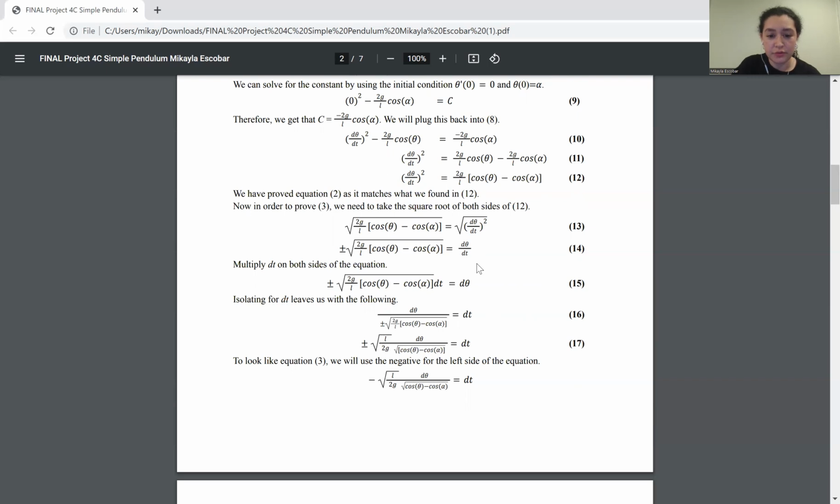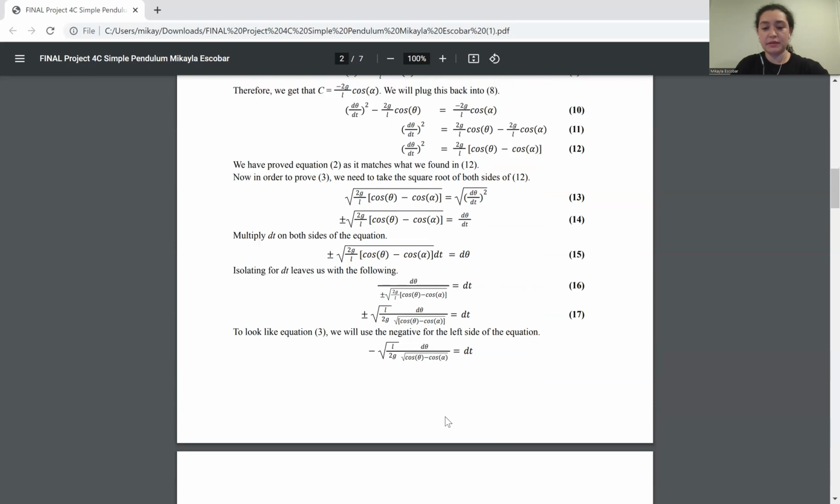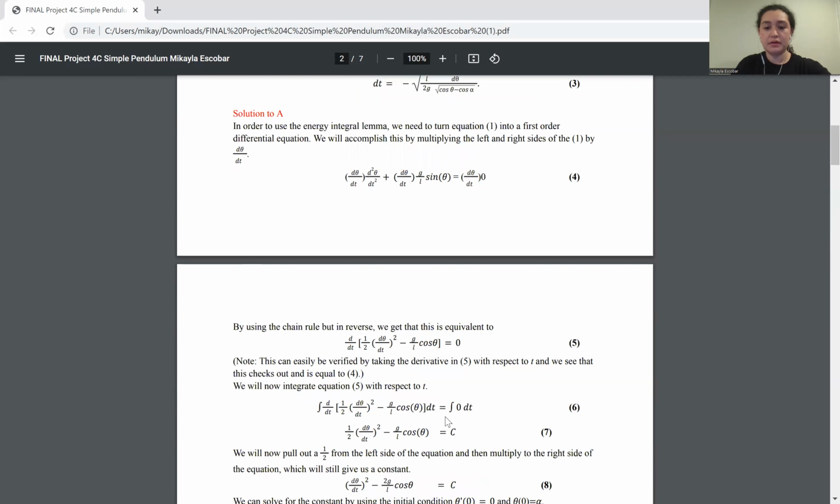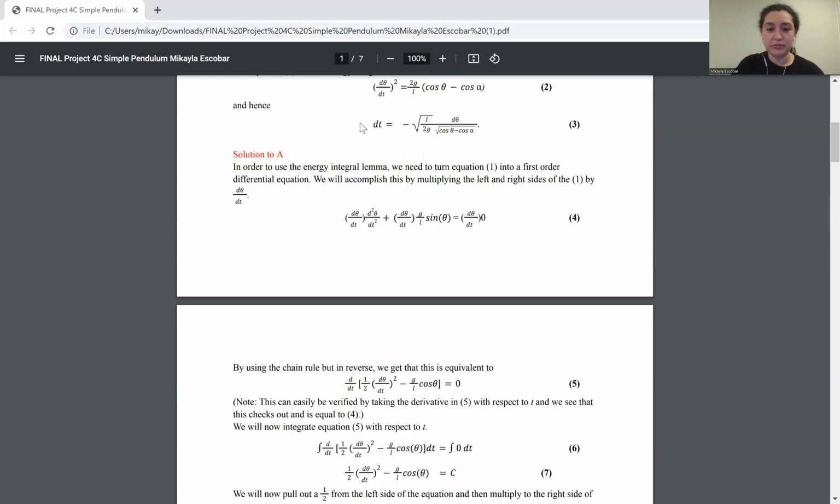And in order to solve for dt by itself, you're going to have to multiply by dt on both sides of the equation. And you go through with the algebra, and we end up finding that dt is equal to negative square root of L over 2g times 1 over square root of cosine theta minus cosine of alpha, all times d theta. And this equation here looks exactly like what we were supposed to get in equation 3 up here.